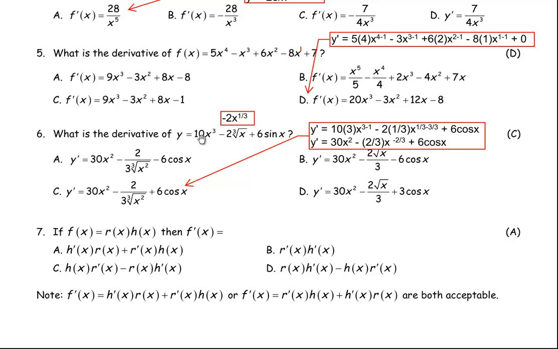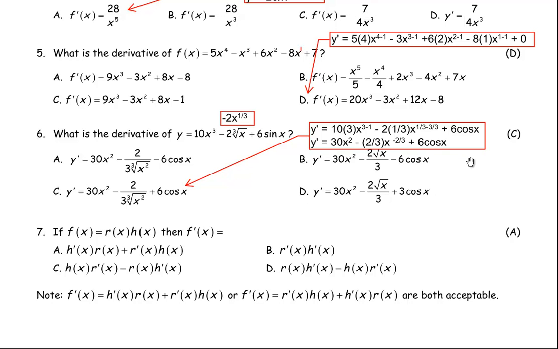So to differentiate 10x cubed, the 3 comes down and multiplies by the 10, that's what's here, and we subtract 1 of the exponents, that's why it says 3 minus 1 there. For this one, the 1/3 comes down and multiplies by the -2, so that's what I'm showing here, and then we subtract 1 from the 1/3, 1 from the exponent. So 1 is the same as 3/3, I'm just getting a common denominator. And the derivative of sine is cos, so the derivative of 6 sine x would be 6 cos x.